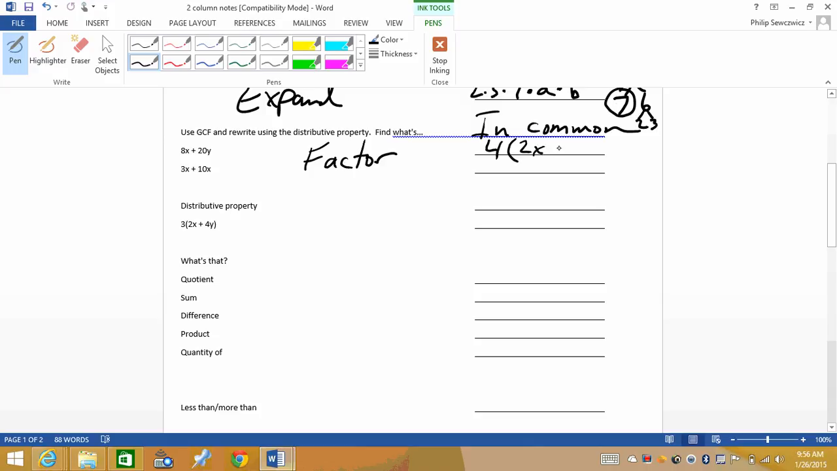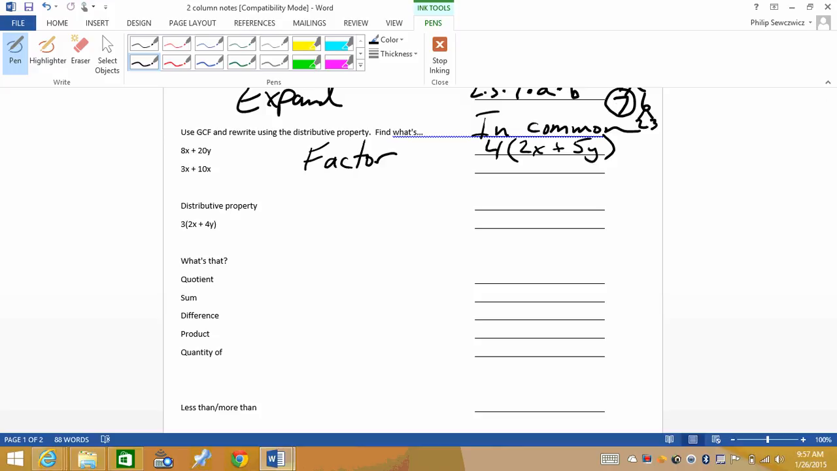Put your plus sign down because there is a plus sign there. And then again, 4 times what is 20y? Well, 4 times 5 is 20. And yep, we need our y to come along for the ride. We can notice here no one fits into 2 and no one fits into 5. So you are done.